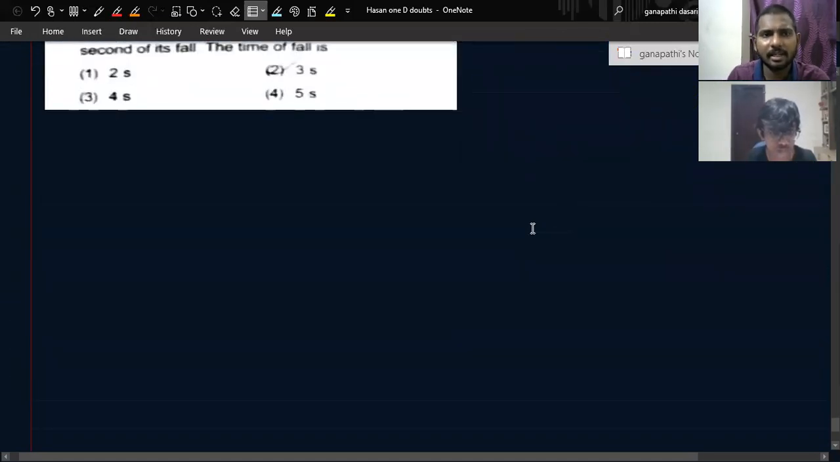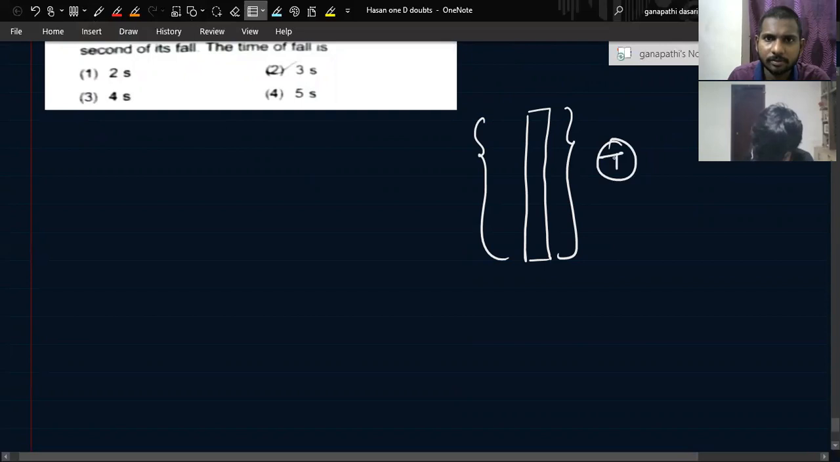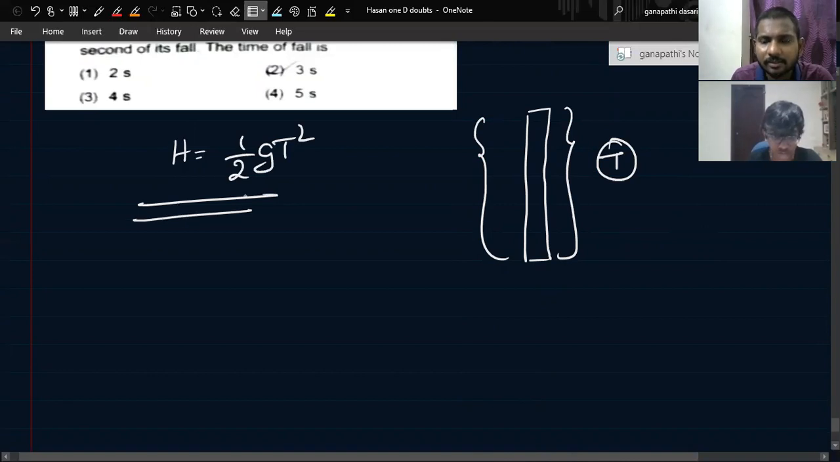There are a number of ways to solve this. Suppose you take the height of the tower to be h, and the total time taken is capital T. What is h? It is nothing but half g t square, half into g into t square, since u is 0.